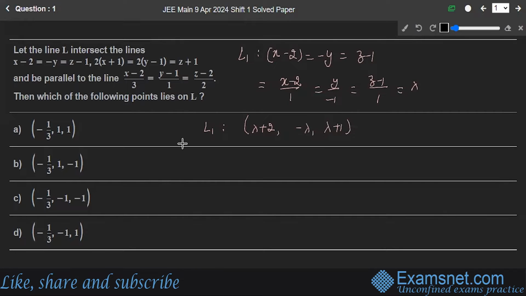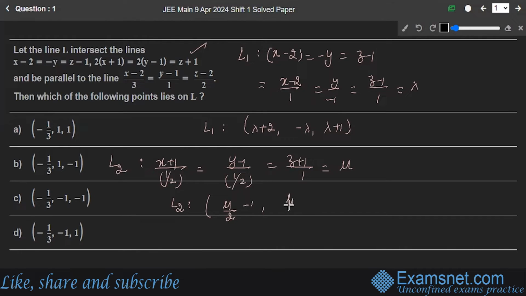Similarly, your line L2, I'm reconsidering it from here itself. This can be written as x plus 1 upon 1 by 2 is equal to y minus 1 upon 1 by 2 is equal to z plus 1 upon 1 is equal to some mu. So any point on L2 will be written as mu upon 2 minus 1, mu upon 2 plus 1, and mu minus 1.